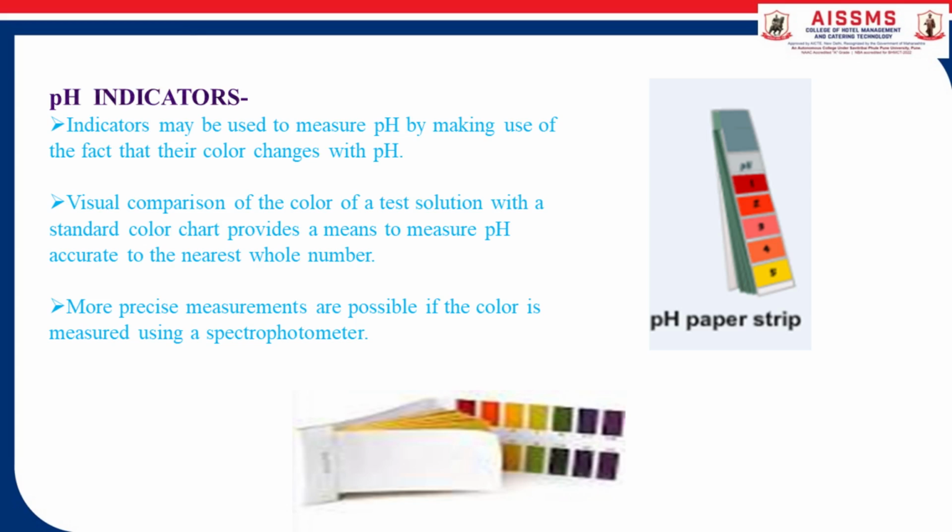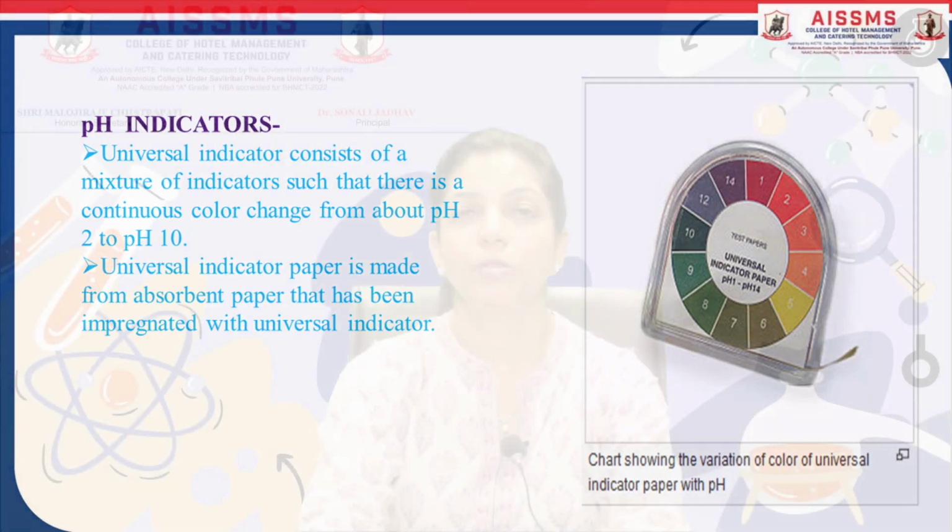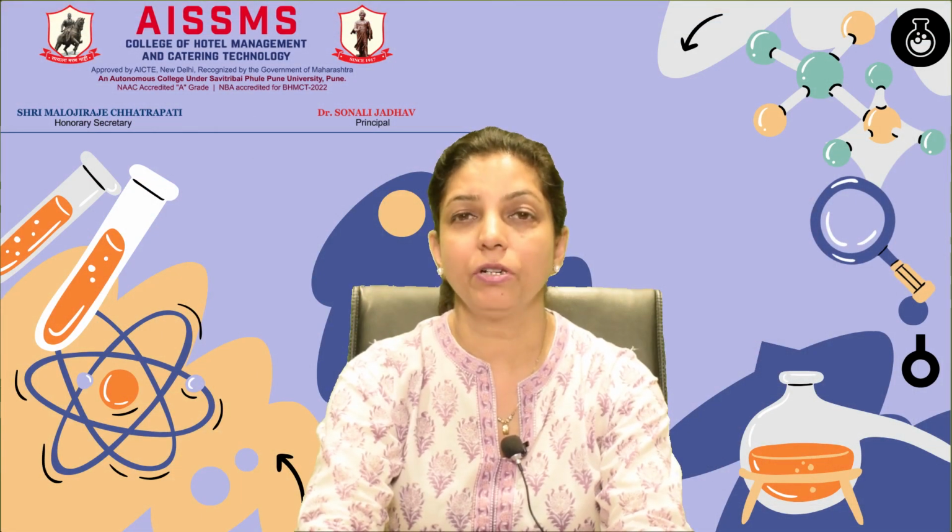More precise measurements are possible if the color is measured using a spectrophotometer. Universal indicator consists of a mixture of indicators such that there is a continuous color change from about pH 2 to pH 10. The change in the colors is given in the adjoining figure. Universal indicator paper is made from absorbent paper that has been impregnated with the universal indicator. So this is particularly used to measure the pH.